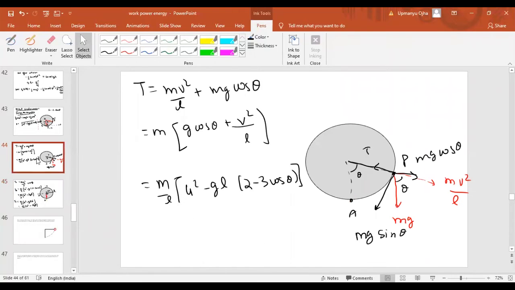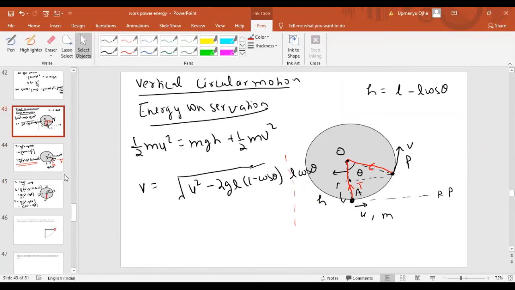So the simple thing is that you just need to remember this formula. Tension at any point is given by m by L into u square minus gL into 2 minus 3 cos theta. And theta you have to take from the vertical. So if A is there, theta is 0. If B is there, 90 degrees. If C is there, 180 degrees.